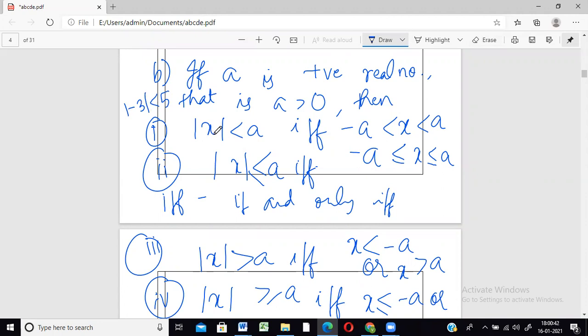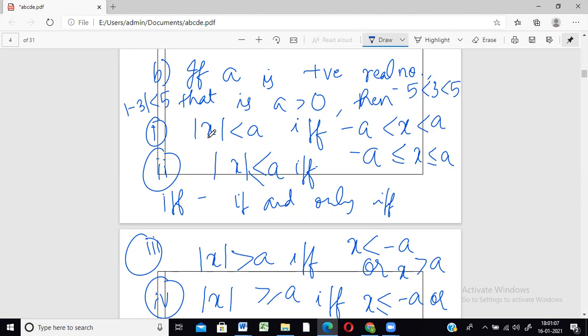I think I'll just explain to you the first statement and the remaining ones are very similar, so you can easily guess. In place of a we have 5 and in place of x we have mod of -3. So this one will be minus a, correct? Minus a is -5, less than 3, which is less than 5, correct? So this is how it is going to work.